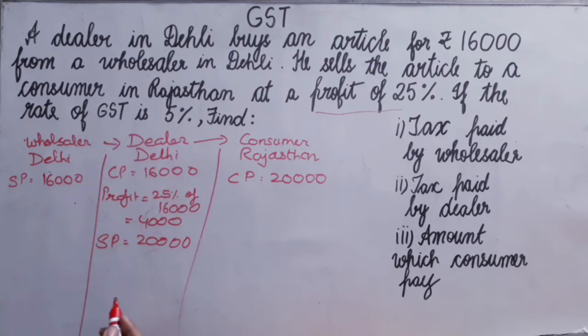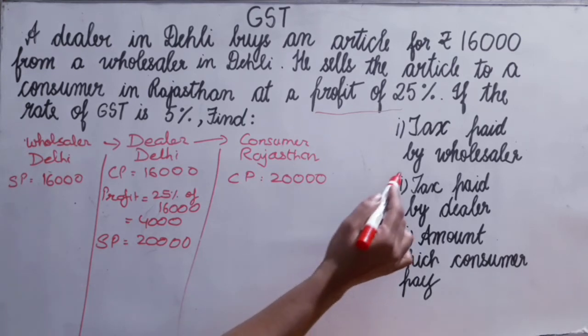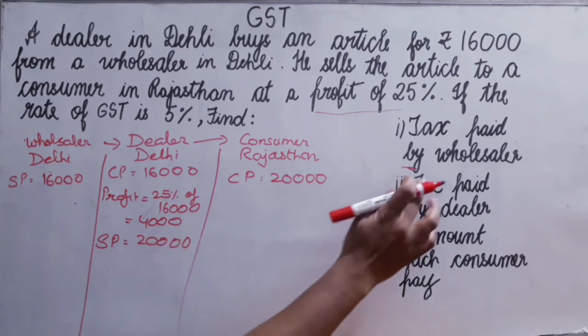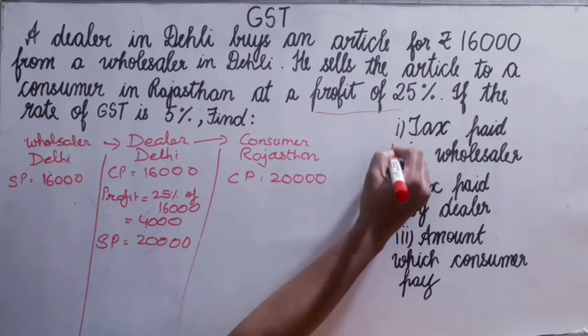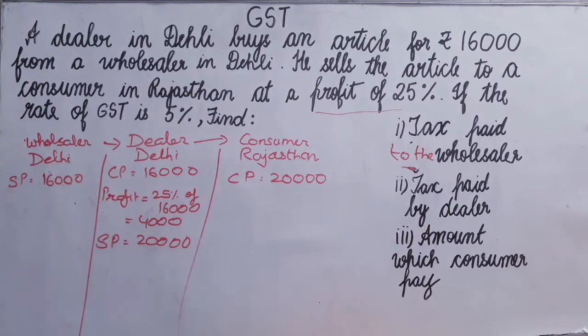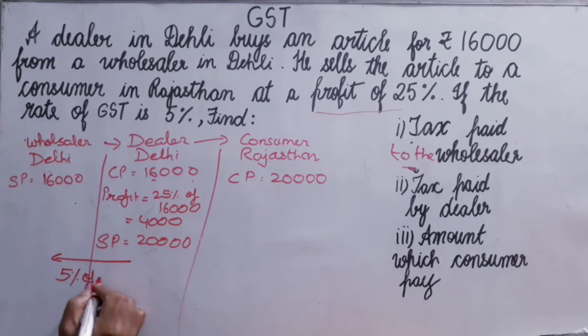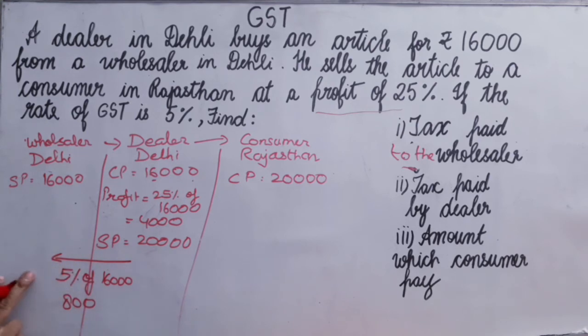Now this is the selling price, so this will be the cost price for the consumer, that is 20,000 rupees. Now if the GST is 5%, you need to find out first the tax paid by the wholesaler. We cannot find the tax paid by the wholesaler because we don't know the profit of the wholesaler. So the question is this way: the tax the dealer is giving to the wholesaler will be 5% of cost price, so 5% of 16,000, which will be 800 rupees.